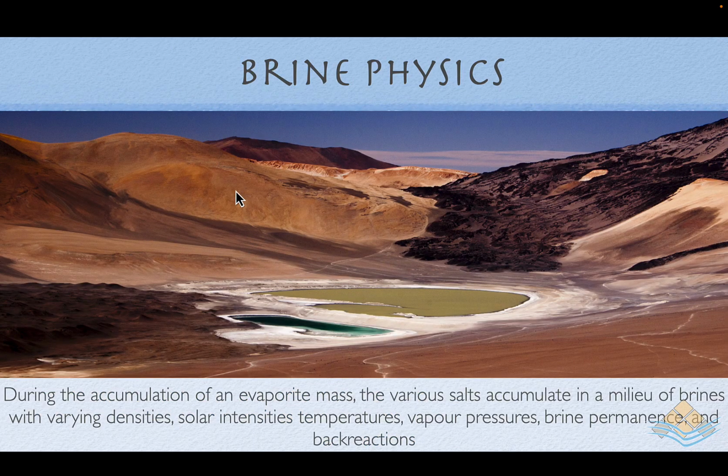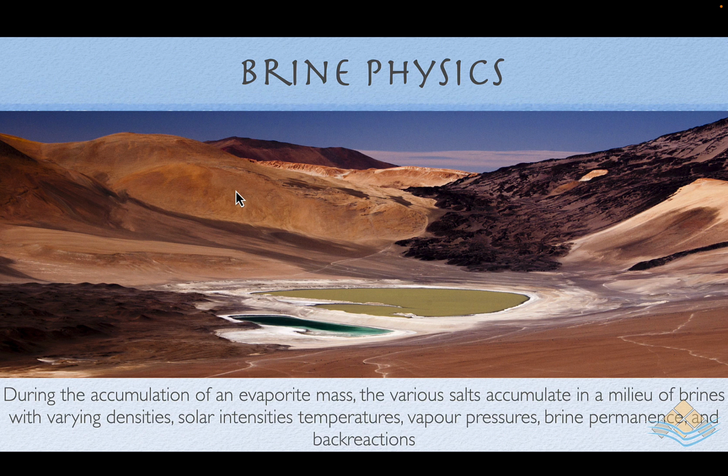Any body of brine at the Earth's surface or just below the surface where it's affected by capillary evaporation will, on concentration, accumulate a suite of salts. The mineralogy of the salts will depend on the ionic composition of the mother brine. But within that evaporating milieu of brine, there are a range of various physical controls on what's happening within that brine and between adjacent areas of the brine. So I want to consider a few of those.